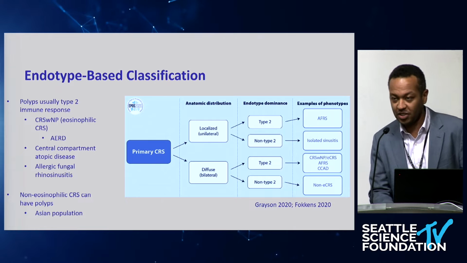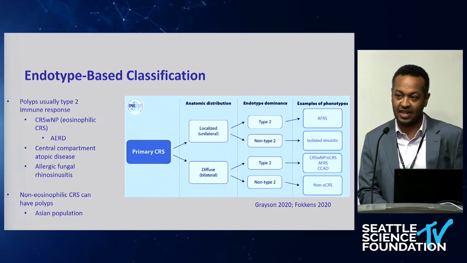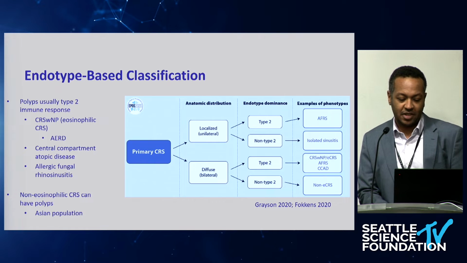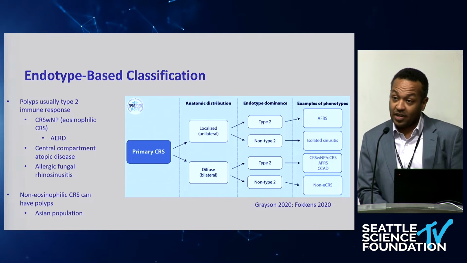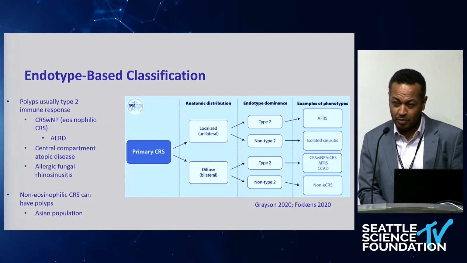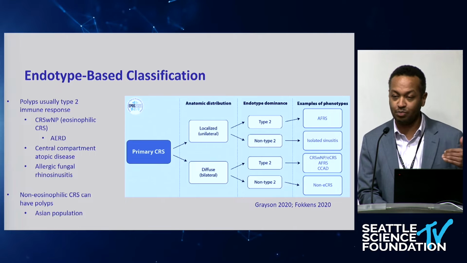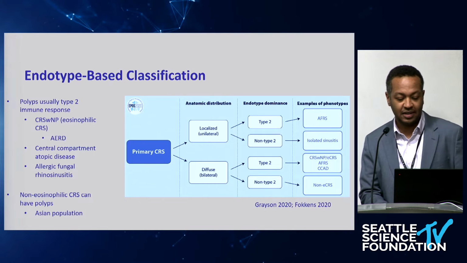That said, the most recent iteration of the EPOS guidelines, which is the European Rhinologic Society's statement from 2020, has tried to work endotypes into stratification of disease and diagnosis. And the way they've done this, again, it's relatively rudimentary, and I imagine over the years as our knowledge of the pathophysiology improves, this is going to get more and more granular.